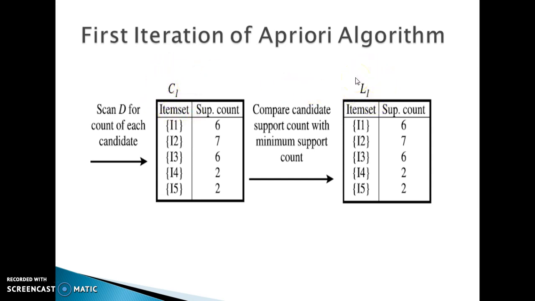In the second iteration, we have to do the join step. That is, we join all these one item sets to form 2 item sets. I1 should be combined with I2, I3, I4, and I5. But we will not make the combination I2, I1, because we have already formed I1, I2. Similarly, we will not make I3, I1, because we have already made I1, I3. The next 2 item set combinations will be I2, I3; I2, I4; I2, I5. Next is I3, I4; I3, I5. And the last one is I4, I5.